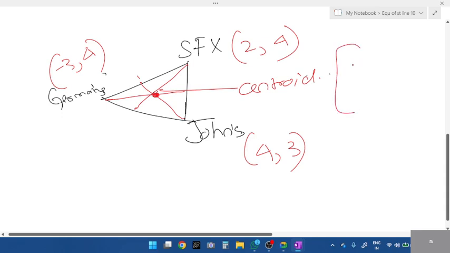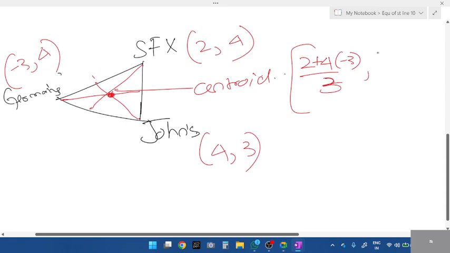The formula is x1 plus x2 plus x3, divided by 3. Take x1 from all three. Same goes with y. So we are plotting all this on a map. We have scaled it to the map. Everything will be in centimeters.